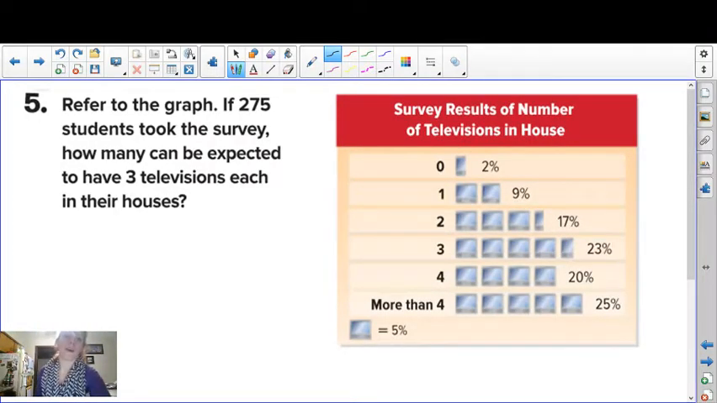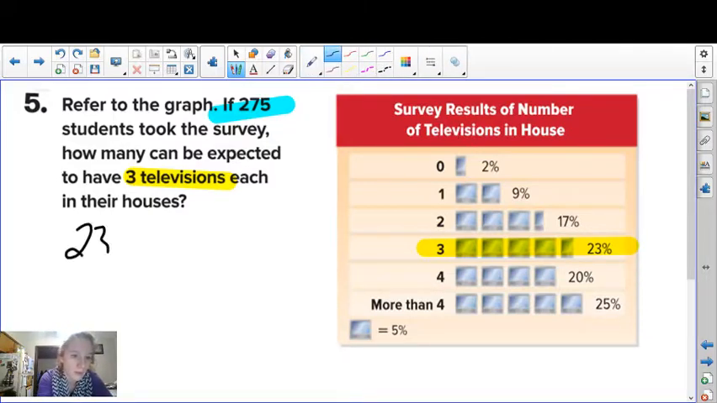All right, refer to the graph. If 275 students took the survey, how many can be expected to have 3 televisions in each of their houses? So let's highlight the key parts. How many houses have 3 TVs in it? Well, if we look, this is 0 TVs, 1, 2, 3, 4, more than 4. So we need 3 TVs. So that's 23%. Well, 275 students took the survey, so I want to know what 23% of 275 is.